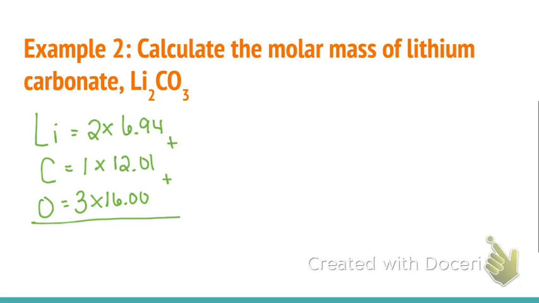So my answer to 2 decimal places, I got 73.89. That unit again for molar mass is how many grams are in 1 mole. So each compound and element have their own unique number. So water, you only need 18 grams to have a mole of it, versus for this lithium carbonate, you have to have 73.89 grams to have 1 mole of this material.